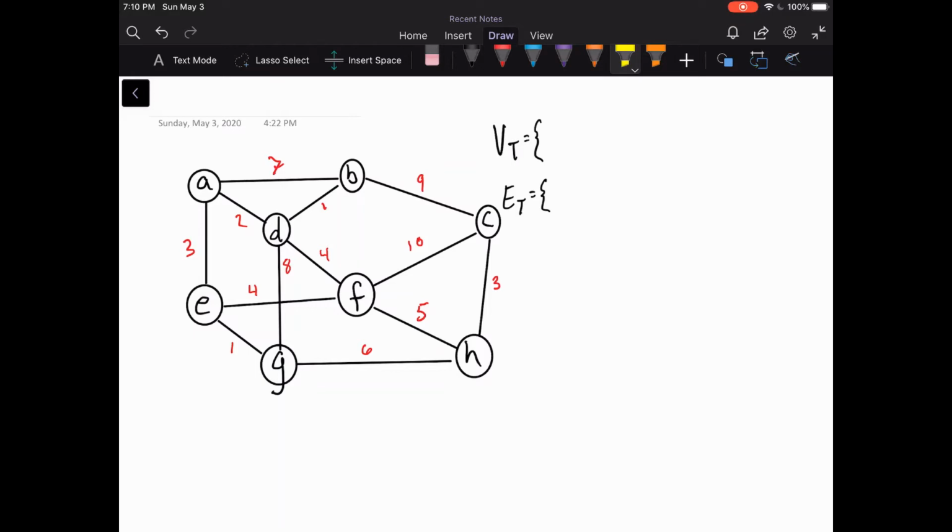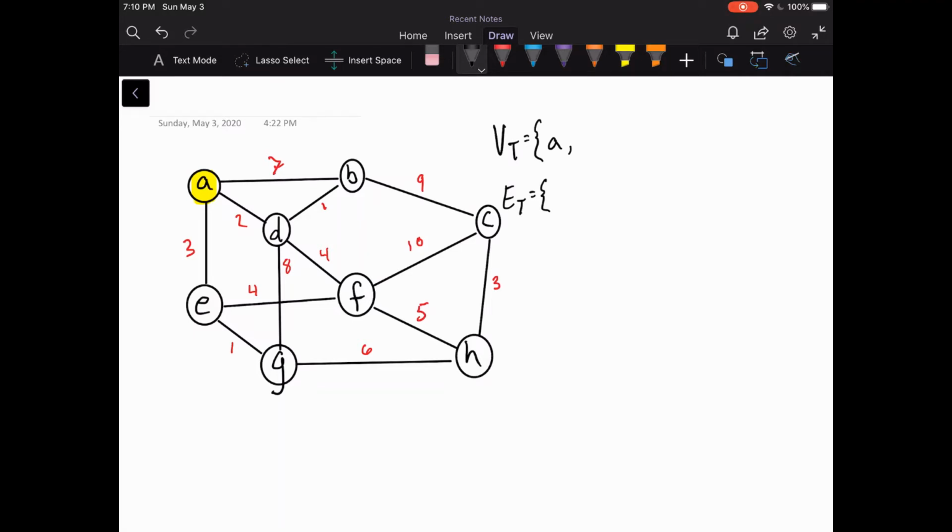So let's just start with A. So I'm going to highlight A here, and then I will add A to our set of vertices. And right now, our solution set, ET, is empty. So the first thing to do after selecting that initial arbitrary vertex to start at is you want to go to the next edge connected to that vertex with the lowest cost.